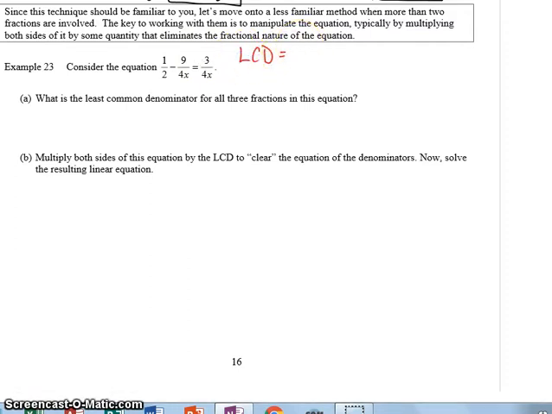Okay, so kind of like yesterday's lesson, you need to come up with an LCD for those three denominators. So 2 and 4 can both go into 4, and there's at least an x, so my LCD is going to be 4x. There's no difference between 4x and 4x over 1. So now I'm going to multiply each piece by that LCD.